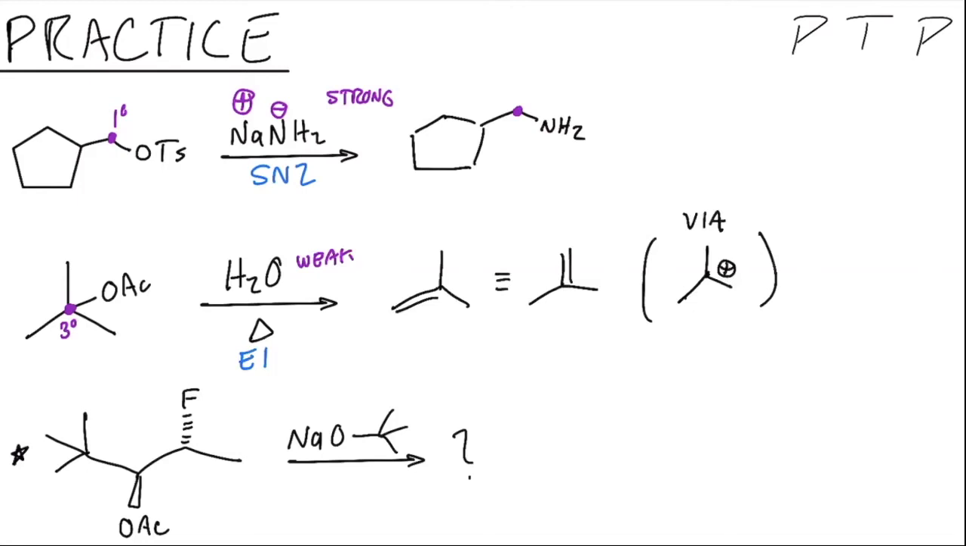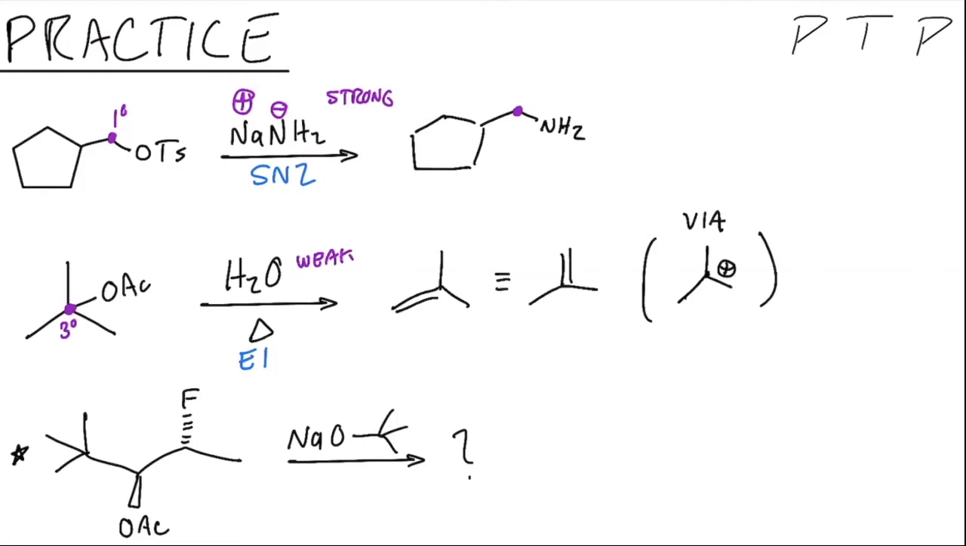Let's try this next one. This looks a little bit more complicated, doesn't it? And it has a star next to it. So we need to be very specific about the stereochemical outcomes. So go ahead and make a prediction now. And then let's analyze our starting material. We have an OAc and an F. Answer the video question now. Which is a better leaving group, OAc or F?